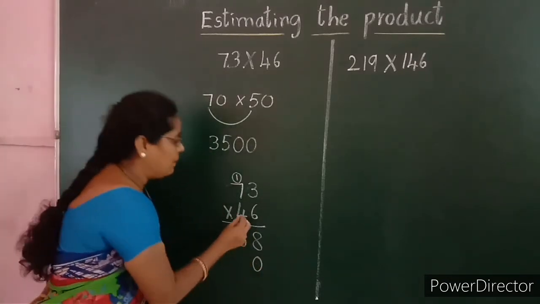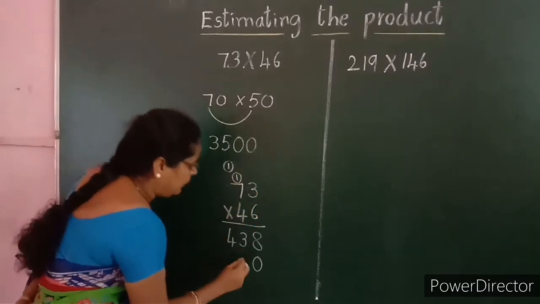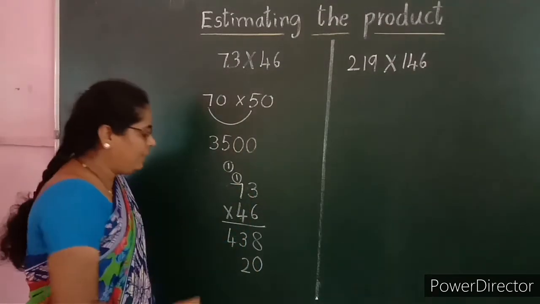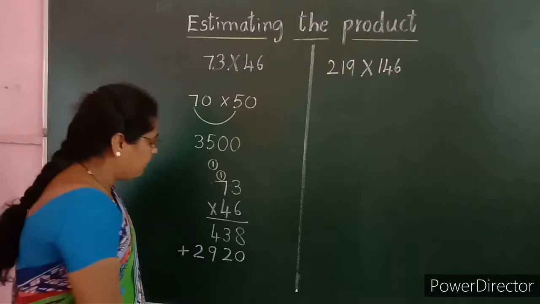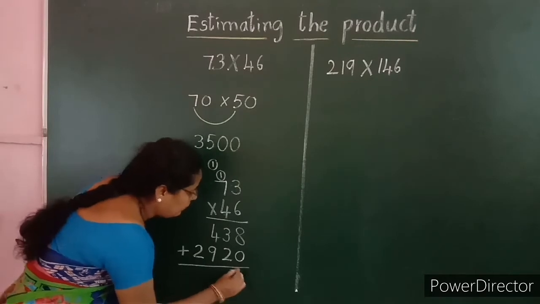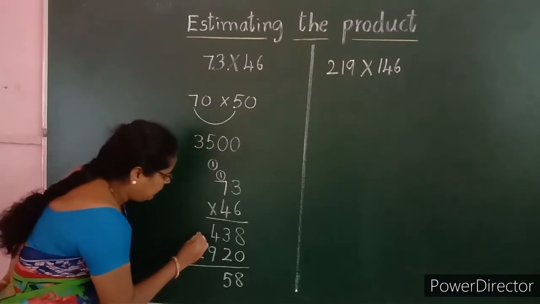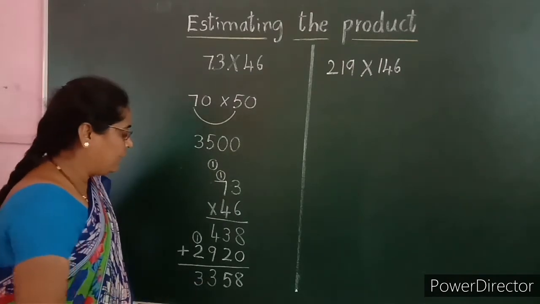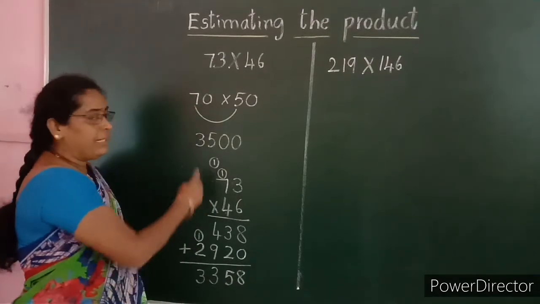0, then multiply from 4. 4 threes are 12, 1 carry, 2. 4 sevens are 28. 28 plus 1, 29. Now you add these two numbers. 8 plus 0, 8. 3 plus 2, 5. 9 plus 4, 13. 2 plus 1, 3. Our actual product is 3358 and our estimated product is 3500.